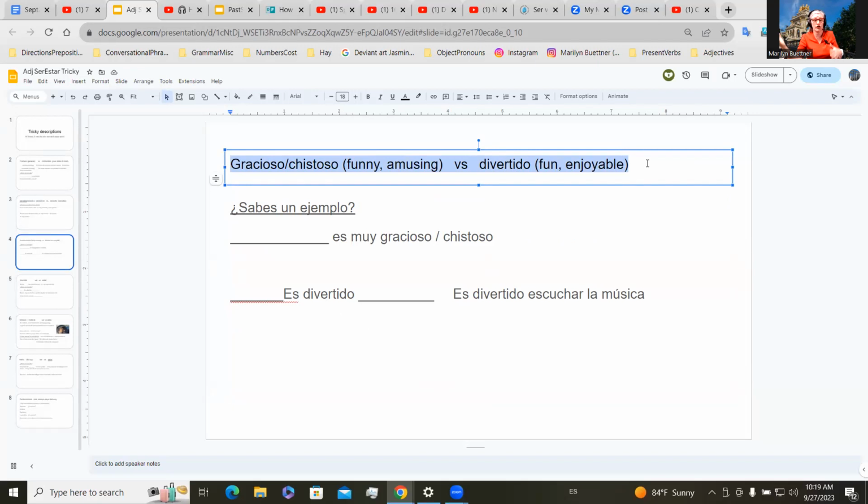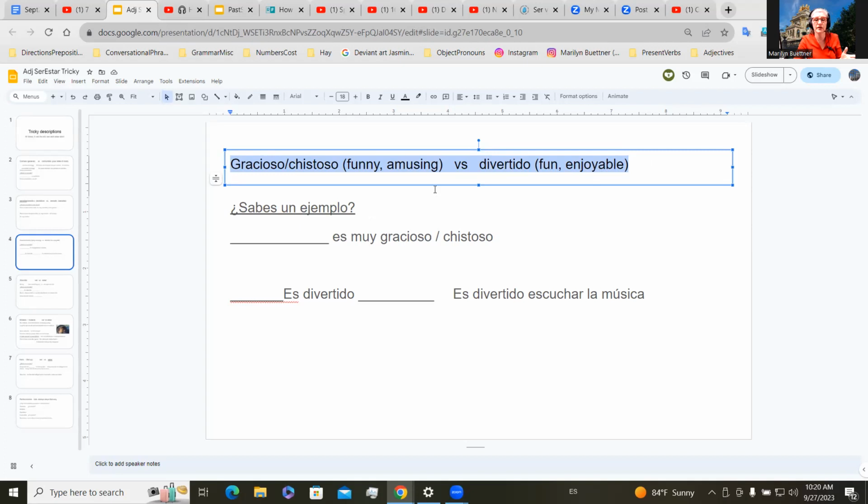Gracioso or chistoso because... Actually, chistoso, I think they like to say, is a little more common with Latin America. But, you know, un chiste is a joke. If we take that word chistoso and we shorten it down to a core word, a noun, un chiste is a joke. So gracioso or chistoso means something that makes you laugh. Something is funny. It is amusing. It is funny. Okay, es chistoso.